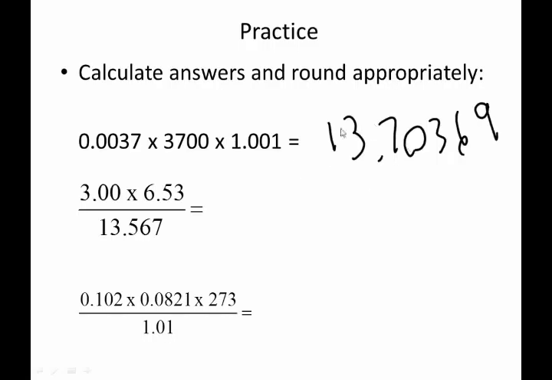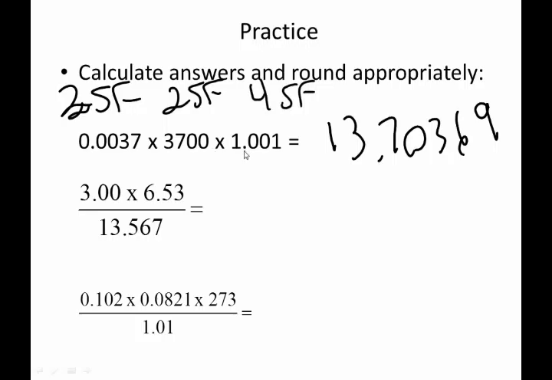So now I'm looking at this. It's multiplication, so we're looking at number of significant figures. This one has 2 significant figures. This one has how many? 2 significant figures, because these 2 zeros are not significant since there's no decimal point. This one has 4 significant figures. So my answer should have how many significant figures? It should just have 2. This should just be 14.